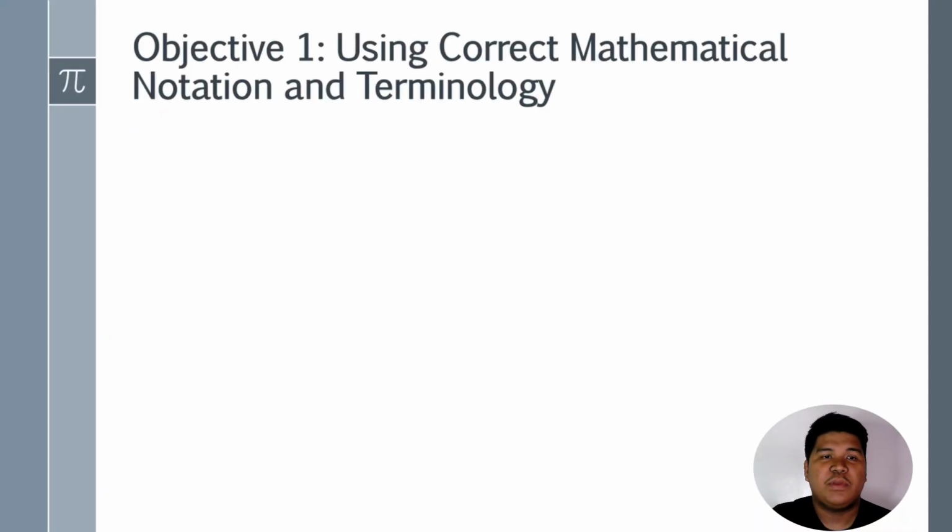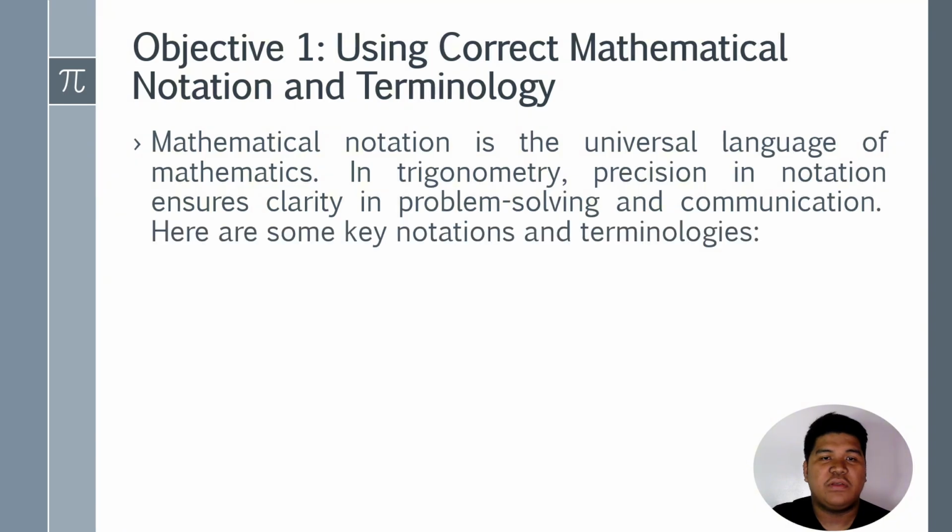So our objective number one is using correct mathematical notation and terminology. Mathematical notation is the universal language of mathematics. In trigonometry, precision in notation ensures clarity in problem solving and communication. Here are some key notations and terminologies.